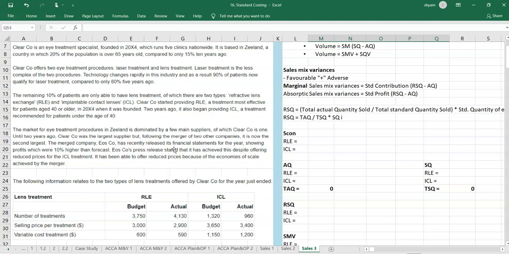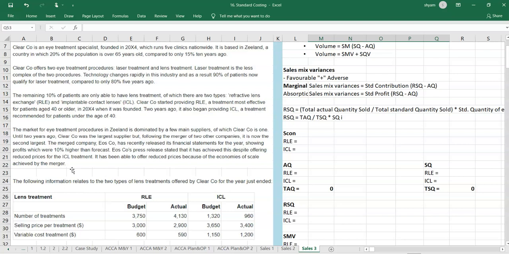The EOS press release stated that it has achieved this despite offering reduced prices for the ICL treatment. So their prices are lower, and because of that, their profits are higher. It means that they have reduced the price, so I think their sales would also have gone higher, and new customers would have gone there. For our company, sales would have become lower because of our competitor. It has been able to offer reduced prices because of the economies of scale achieved by the merger. So overall, I think our sales would be down because of the competitor. He is offering a lower price, so people will go to him.